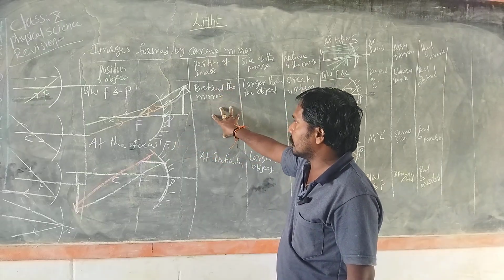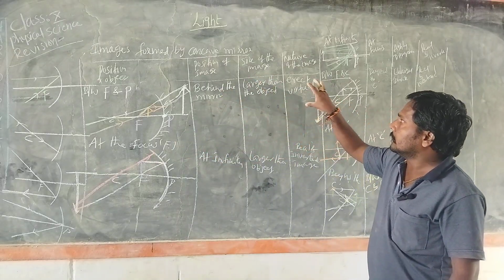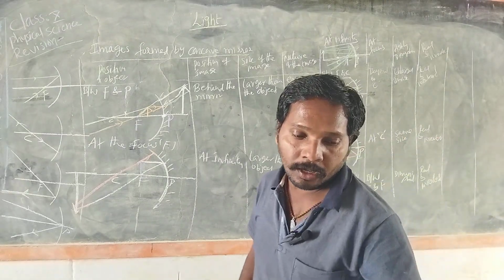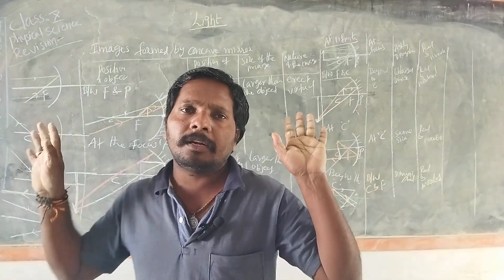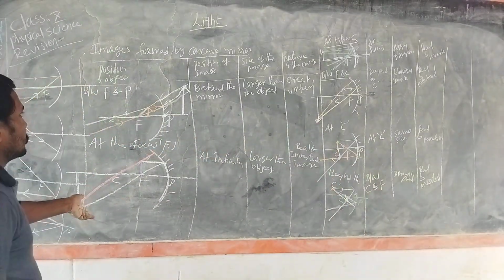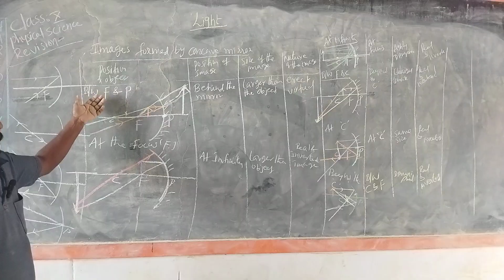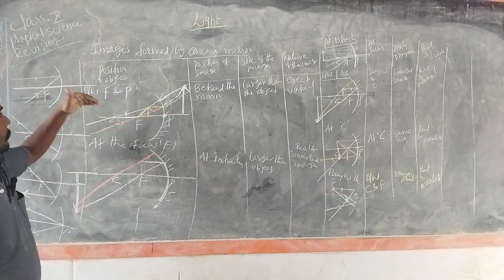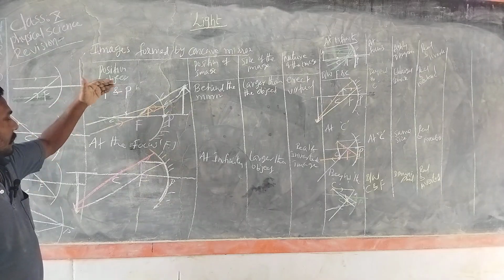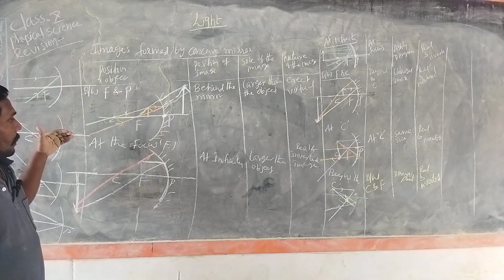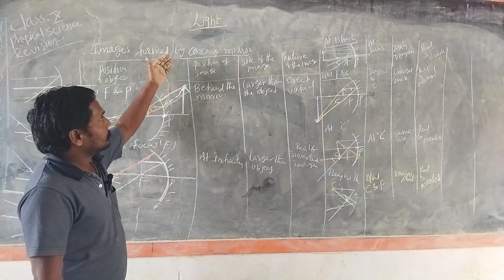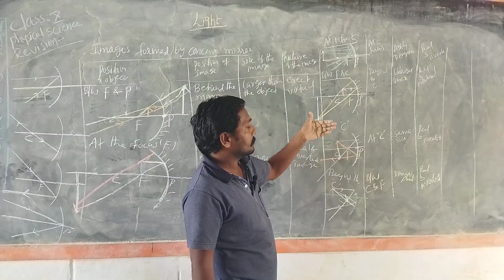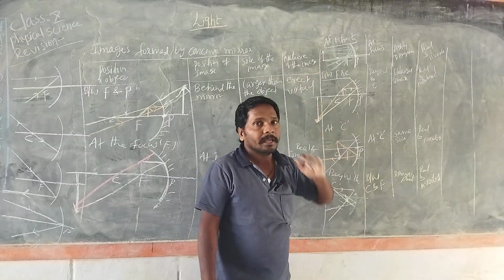Then know the position of the image, size of the image, nature of the image. In this way, whenever you learn different types of question answers, draw the ray diagram for the following. If the object is placed in front of the concave mirror between focus and pole, at the focus, between focus and center of curvature, at the center of curvature, beyond center of curvature, at the infinity.